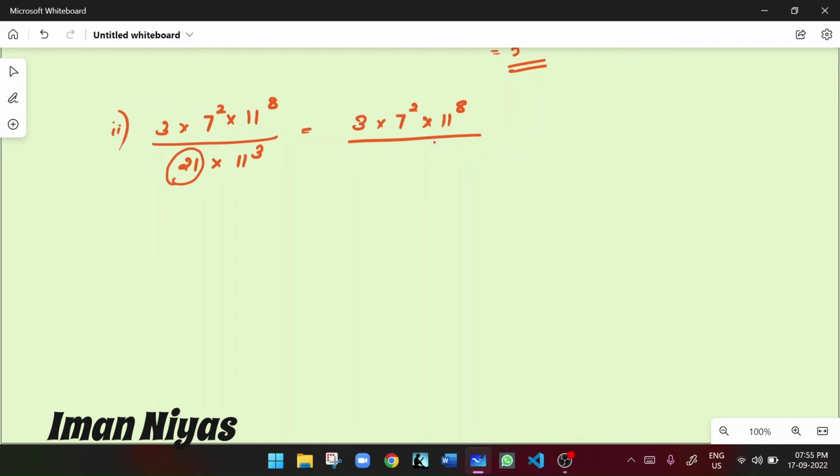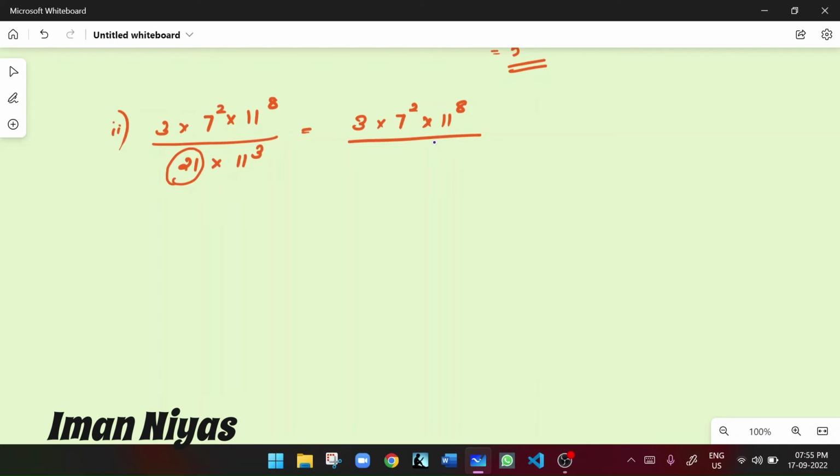The second one you can see here: 3 multiplied with 7 square multiplied with 11 raised to 8, the whole divided by 21 multiplied with 11 raised to 3. So how can we solve this one? This is very simple. Don't get afraid by seeing the big numbers. You have to check this number. Why do we need to check that number? Because that is a big number compared to 3, 7 and the others, this is 21.